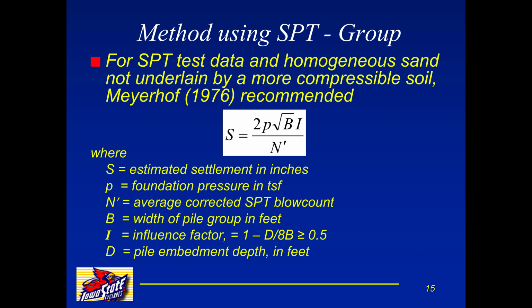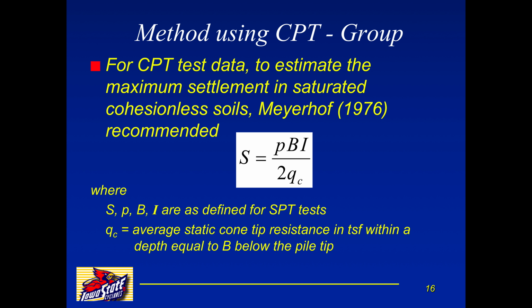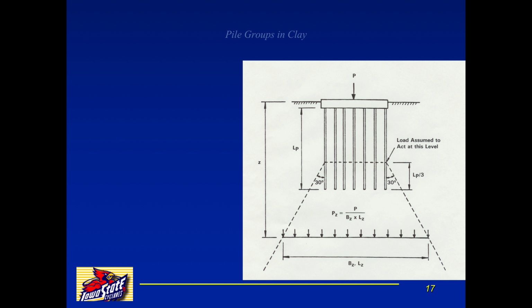There have also been some correlations with SPT data. So if you have SPT in sand, here's another equation for calculating settlement based on the width of the pile group. Here's one based on CPT. So CPT data can also be used to estimate the settlement in cohesionless soils.